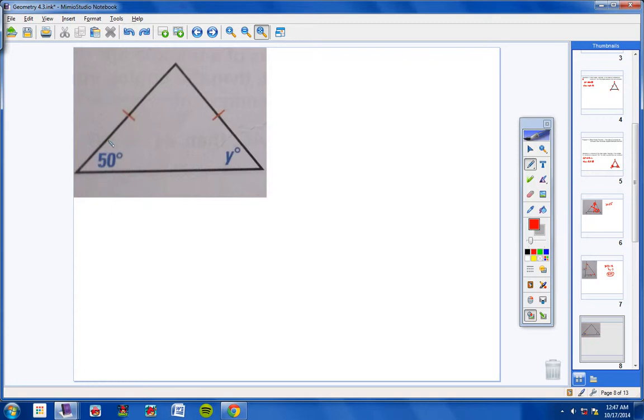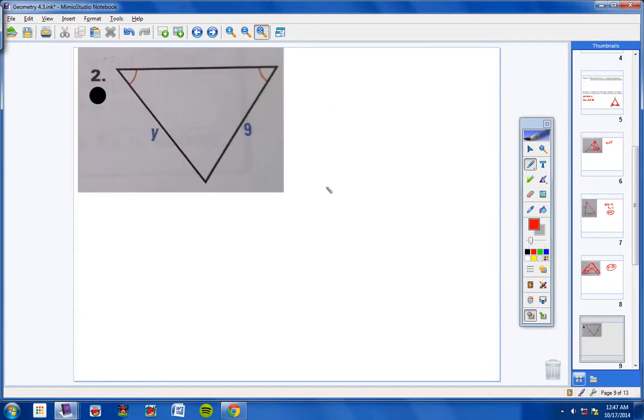We've learned that if two sides of a triangle are congruent, like this side here is congruent to this side here, whenever two sides of a triangle are congruent, then the angles opposite those sides are congruent. So we go straight across to this angle, straight across to this angle. That means this angle here will be congruent to this angle here. So y equals 50. Okay, this angle here has to be the same as this angle over here. Okay, hope that's making sense. Let's try another one.